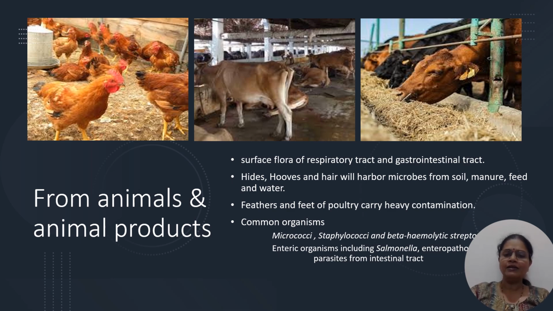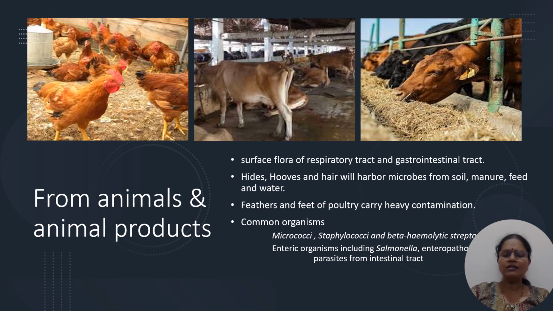And as I said, apart from all these external surfaces, even the internal areas of the animal like respiratory tract, gastrointestinal tract also have different genera of microorganisms that can enter inside the food while processing.